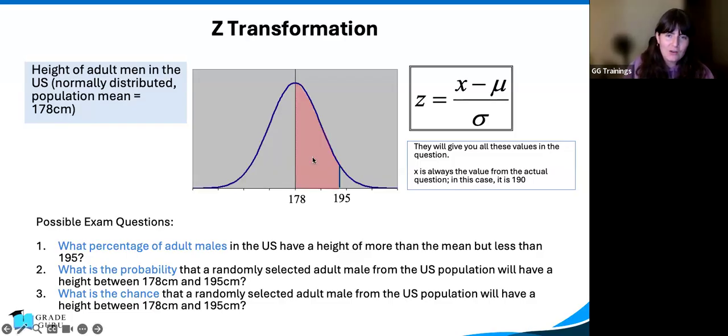Do you see now the area does not go out into the tail? Now the area touches the mean and touches the number. So you do your formula as usual. Your X value is 195, what they gave you in the question, your population mean is 178, and your sigma is still 8. It's the same question.